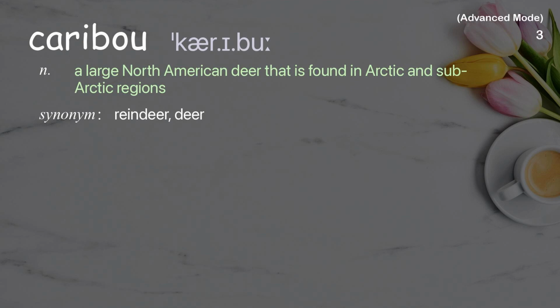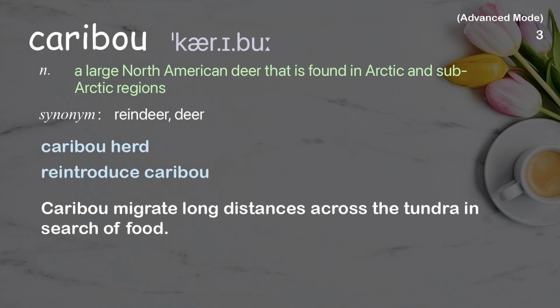Caribou. A large North American deer that is found in Arctic and subarctic regions. Examples: Caribou herd. Reintroduce caribou. Caribou migrate long distances across the tundra in search of food.